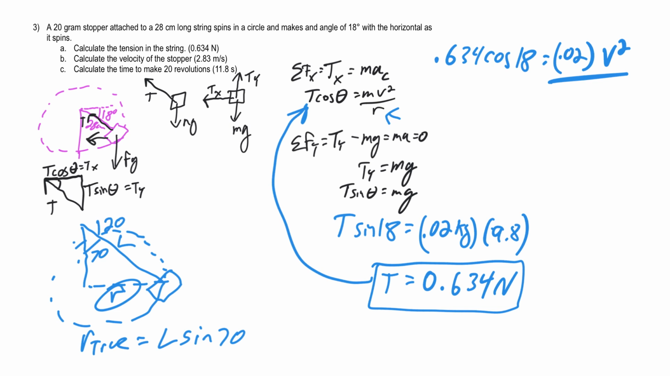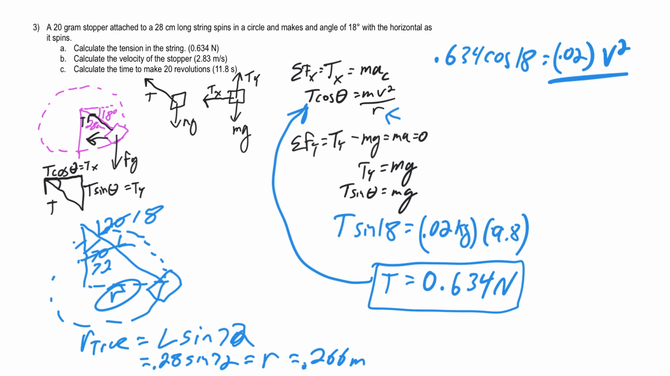Oops, did I just say 70? I just noticed it's actually 18 degrees. So let's just make that correction. This should be 72. So our length of string was 28 centimeters or 0.28 meters, times sine of 72. That gets me a true radius of 0.266.